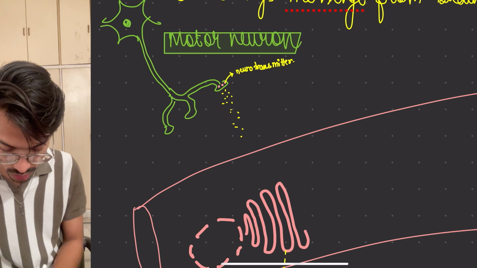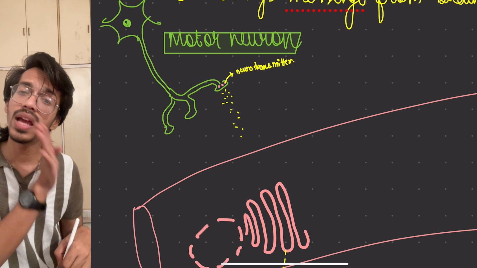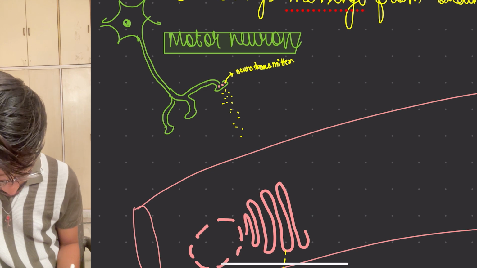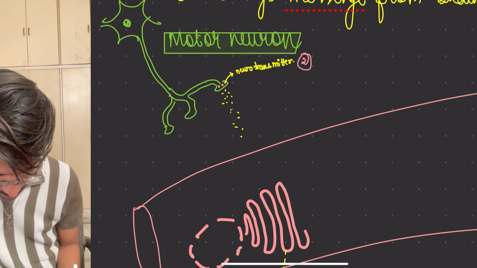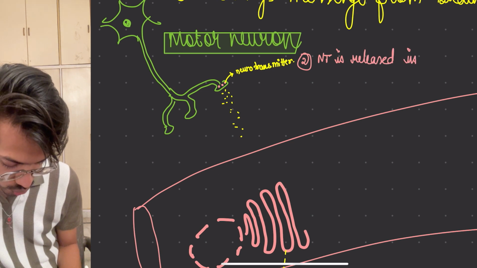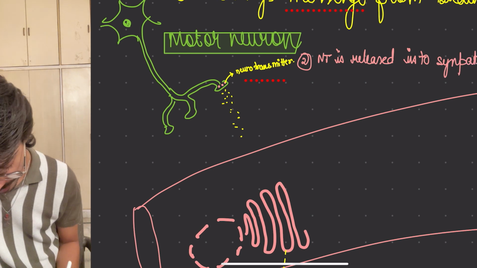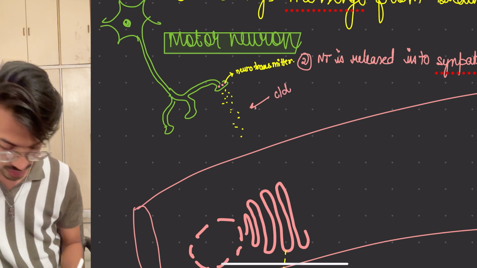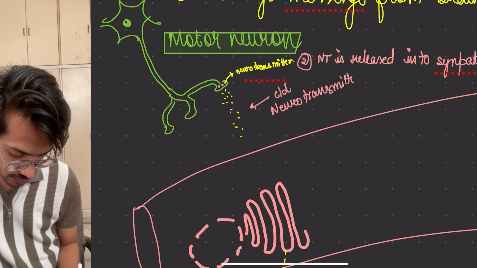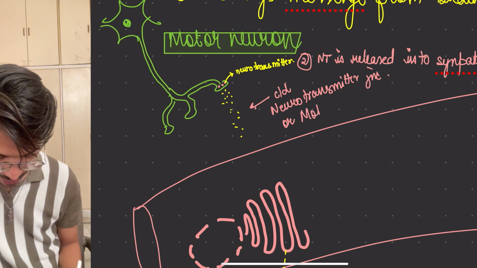Means the motor neuron is present over here, and this is the end area of the motor neuron, so we call it the motor end plate. So what will happen? When the impulse comes, the second step would be the neurotransmitter is released into the synaptic cleft, and this area is called the neurotransmitter junction, or it is called the motor end plate.